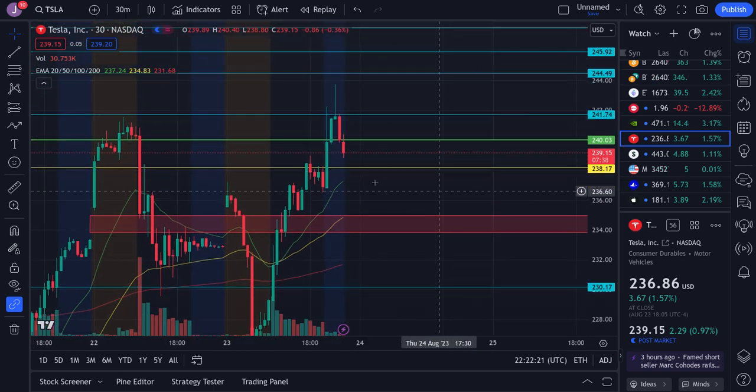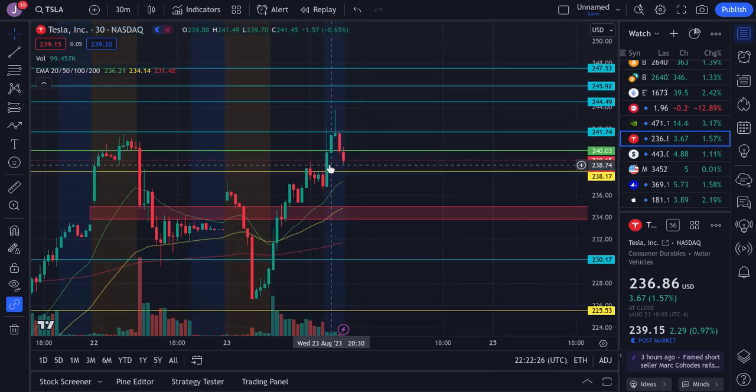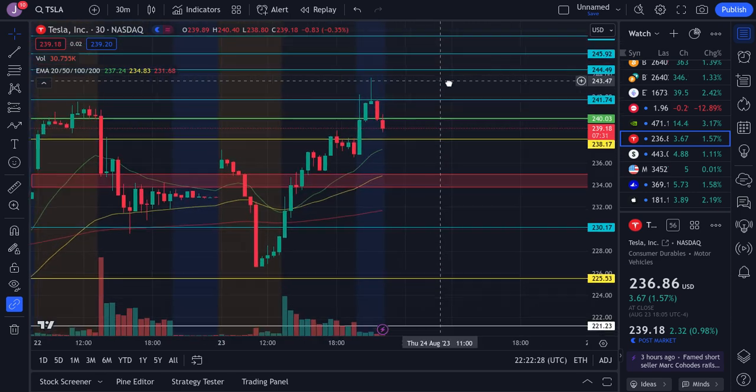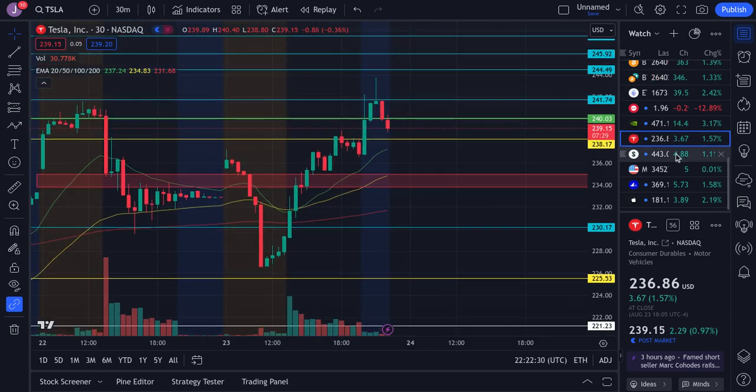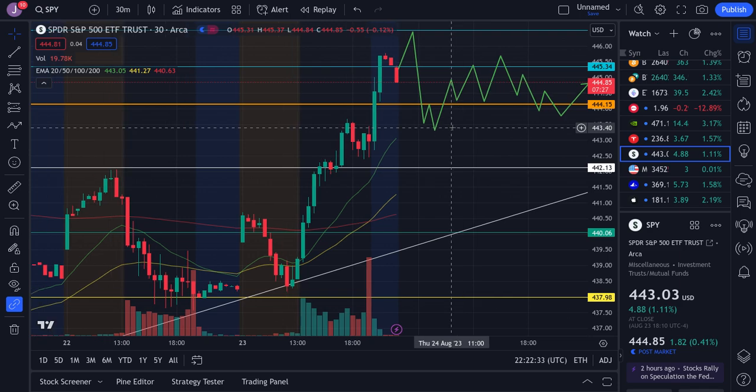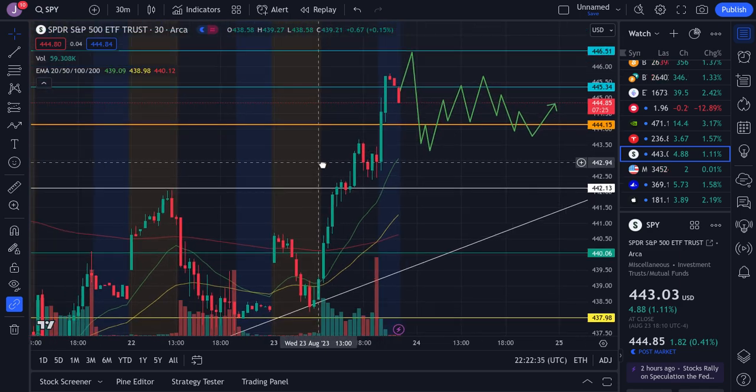I still really like the trend Tesla's on. It's just that what's tricky about the market is that we're entering these new territories without getting much of a pullback. And for that reason, entering too many new territories at once or too quickly could lead the market to slow down a little bit.